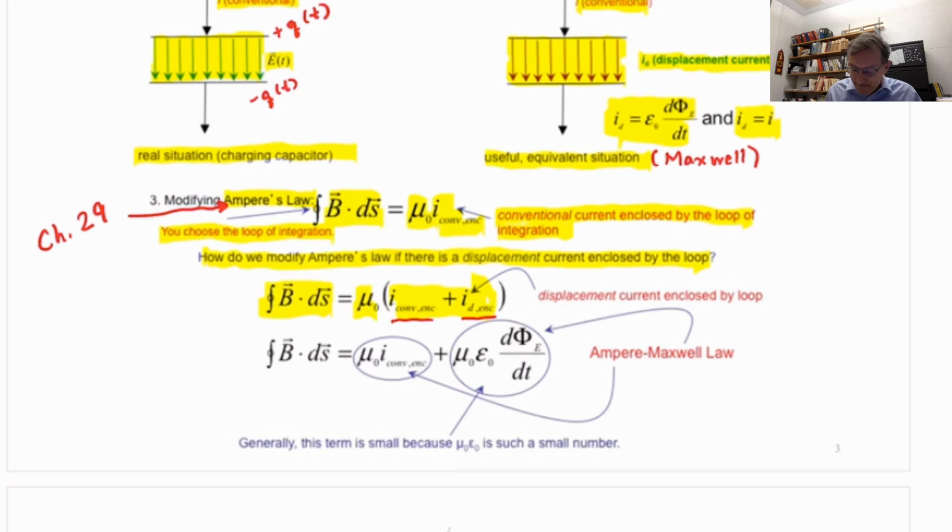Okay? And then all I did in the next line is write down the formula for calculating displacement current: epsilon 0 d phi sub e dt. And so we might call this now the Ampere-Maxwell law, because it was Ampere's law with another term put in on the right side that Maxwell deduced needed to be there. Okay?